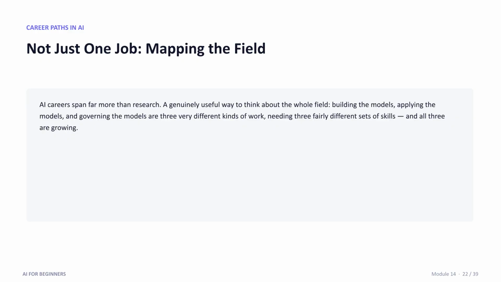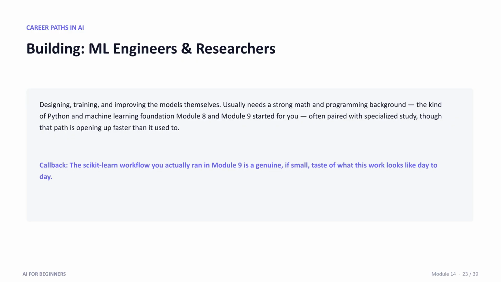These involve different skills and are all currently seeing growth. The builders are the machine learning engineers and researchers. They design and train the models themselves. This role typically requires a strong background in mathematics and programming, such as the Python and machine learning foundations we covered earlier.